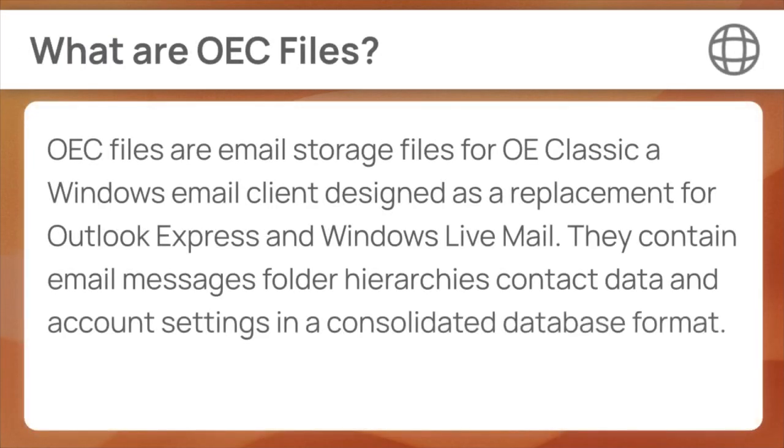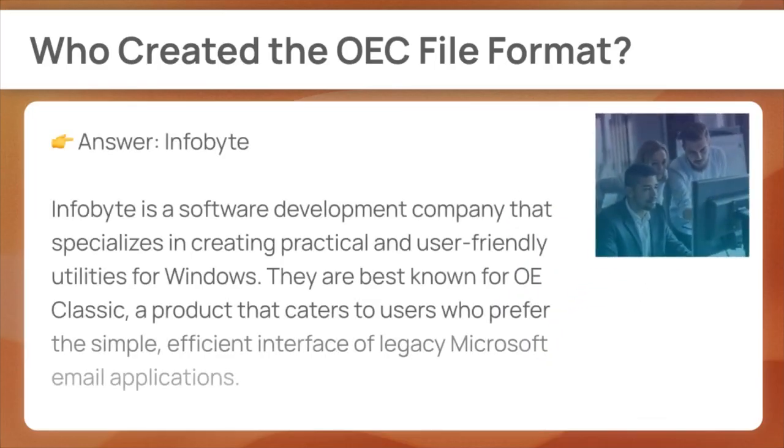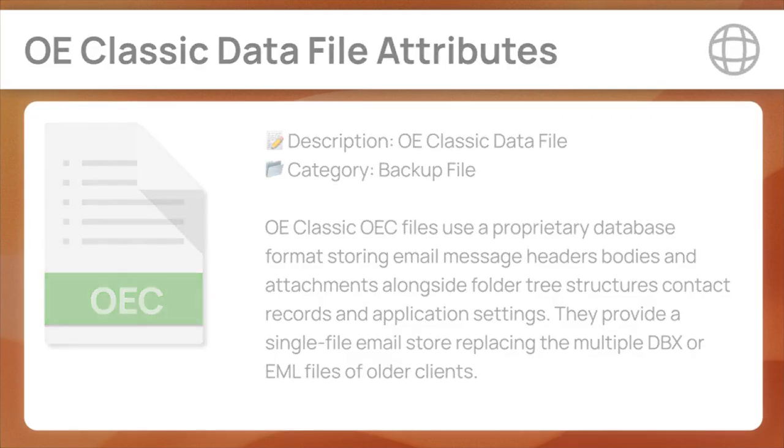OEC files are email storage files for OE Classic, a Windows email client designed as a replacement for Outlook Express and Windows Live Mail. They contain email messages, folder hierarchies, contact data, and account settings in a consolidated database format. OE Classic OEC files use a proprietary database format, storing email message headers, bodies, and attachments, alongside folder tree structures, contact records, and application settings. They provide a single file email store, replacing the multiple DBX or EML files of older clients.